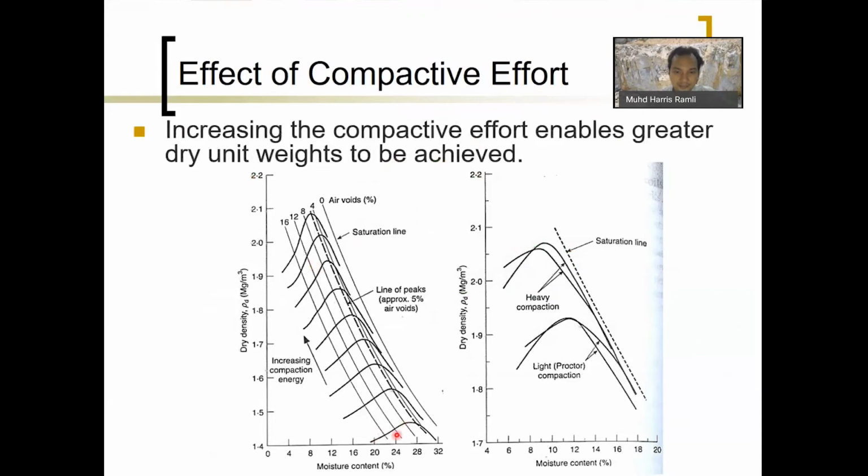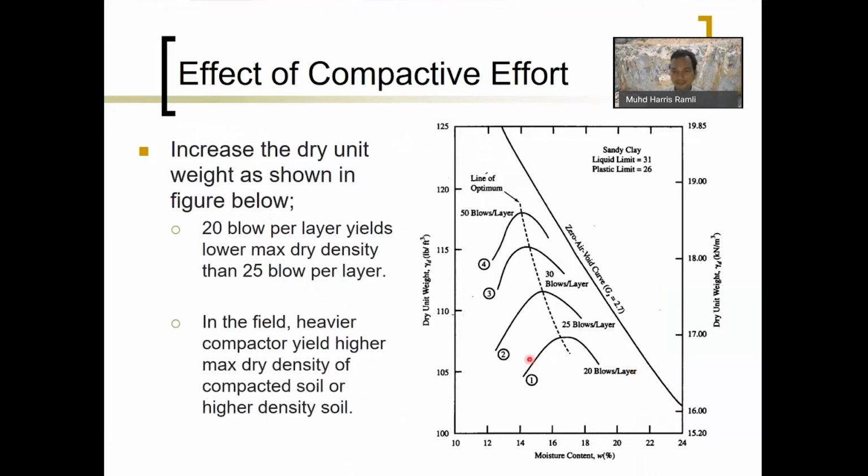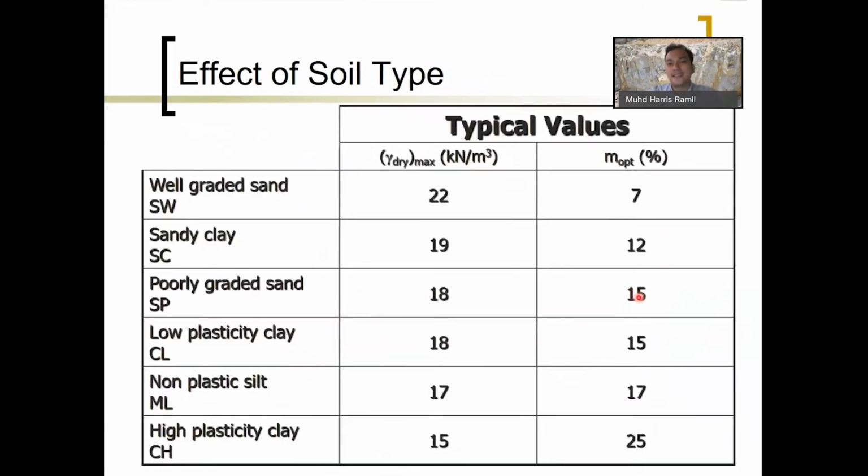So this is as you increase, and you increase. This considers the same soil: 5 blows per layer, 25 blows per layer, 30 blows per layer, 50 blows per layer. Basically, each blow transfers energy, right? So if you increase the number of blows, you are increasing the amount of energy as well, and you are increasing the dry unit weight. Moving on to the third part in compaction, this is the effect of soil type.